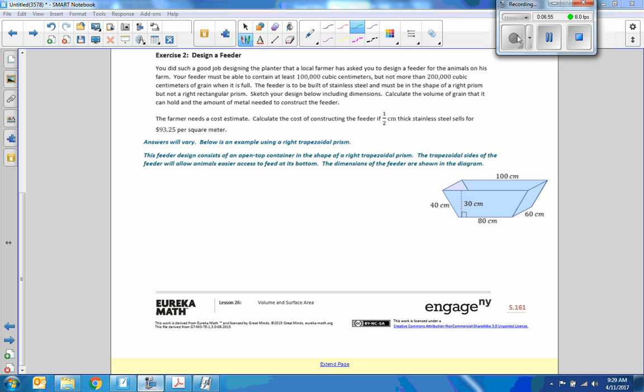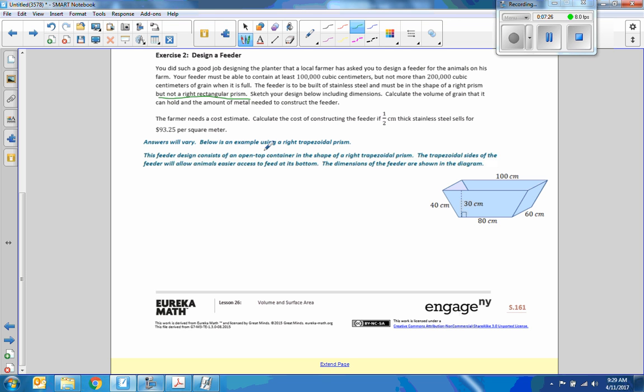Okay, so here's what the book is giving us. This is just one example. It said it could not be a right rectangular prism. They wanted it a different shape. So this diagram is a trapezoidal prism. It says answers will vary. You could have chosen a triangular prism or something else. Below is an example using a right trapezoidal prism. You also could have done a cylinder, which is a circular prism.